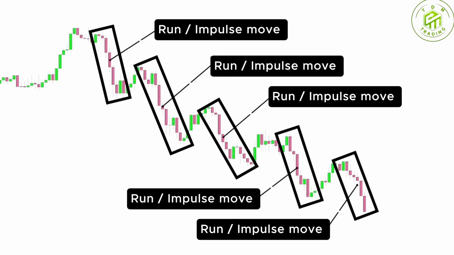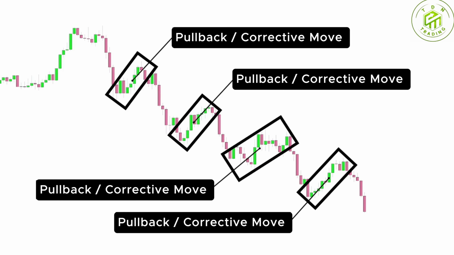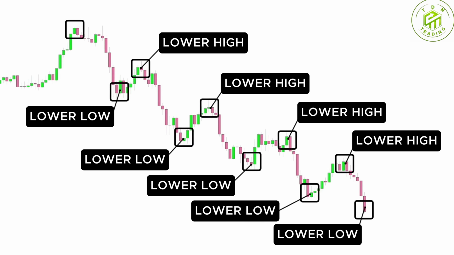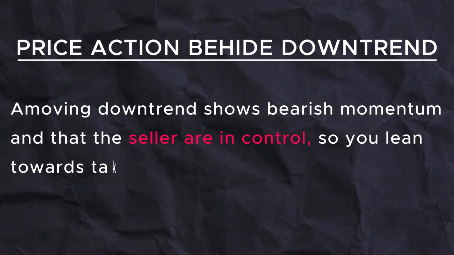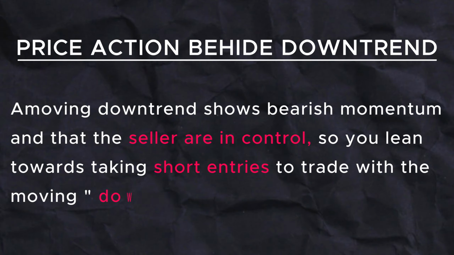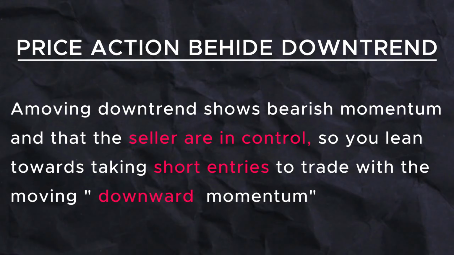You have your runs here and your pullbacks here, which means a downtrend makes lower highs and lower lows. From a price action standpoint, a moving downtrend shows bearish momentum and that the sellers are in control. So you lean towards taking short entries to trade with the moving downwards herd momentum.